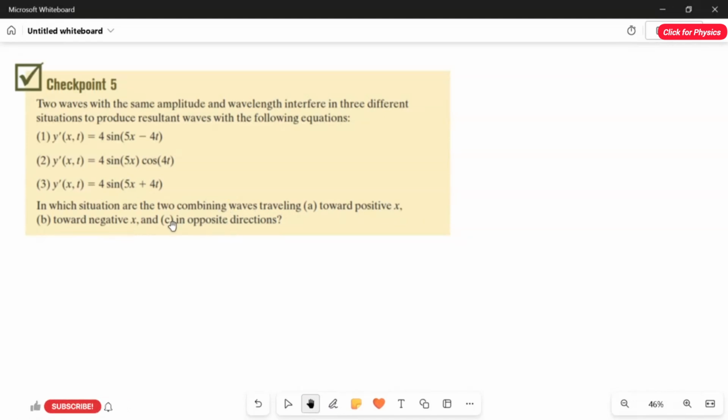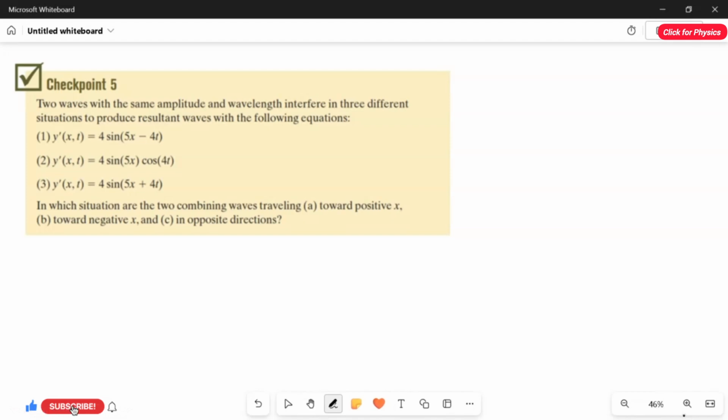opposite direction? So in this question, they give three wave equations, and now we have to give the answer. Is this wave moving in the positive direction of x, or negative direction of x, or in the opposite direction? For that, we have to use the concept we studied in the theory.